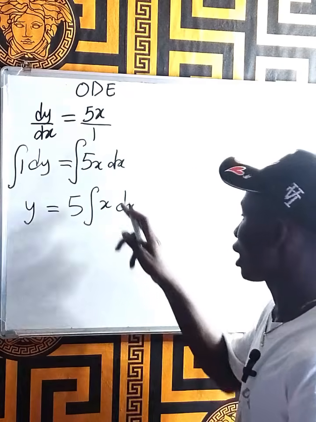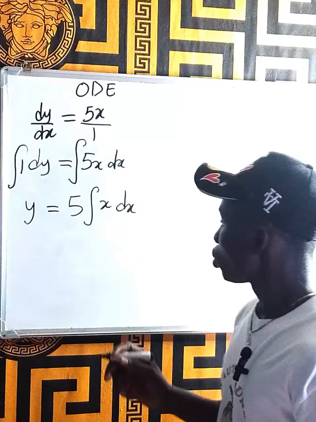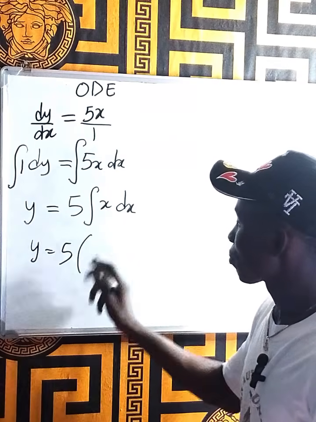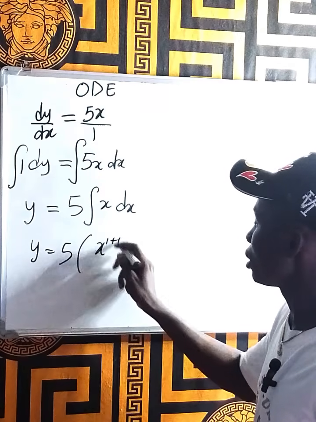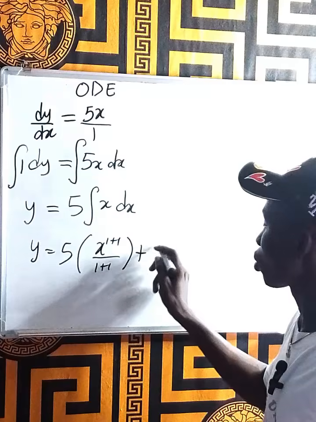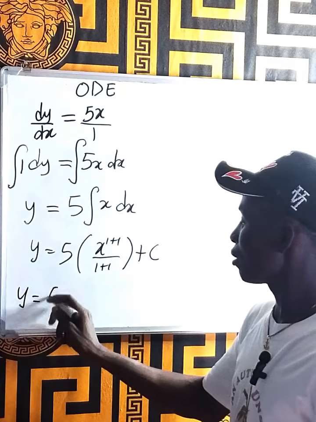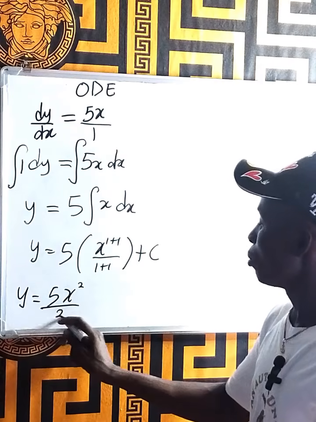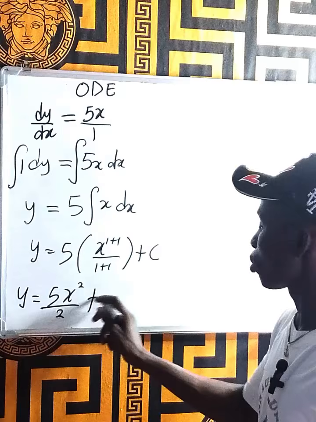Now take note that whenever you are integrating a function with respect to x, what you have to do is add 1 to the power and divide by the new power. So we know that y is equal to what? 5, then, if you add 1 to the power, remember the initial power is 1, so if you add 1 to it, divided by 1 plus 1, then plus our integration constant c. So that means our y is equal to 5 multiplied by x squared, divided by 2, because 1 plus 1 gives us 2, then plus c.